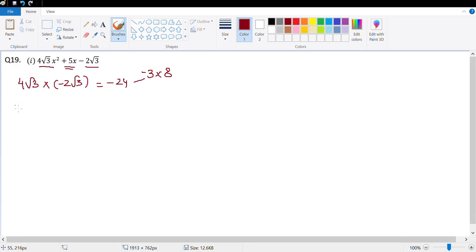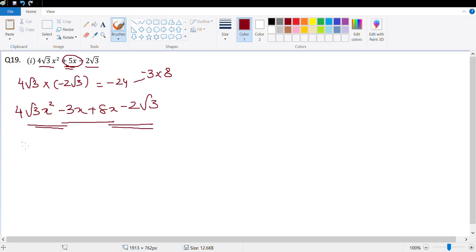Yes, so I can write this as 4 root 3 x square minus 3x plus 8x minus 2 root 3. All I have done is I have split 5x as negative 3 and plus 8. Grouping it the way I have underlined, what's common here is root 3x. From the first term, we get 4x. From the second term, I get root 3. Root 3x into 4x, that's 4 root 3x square. Root 3x into root 3, that's 3.